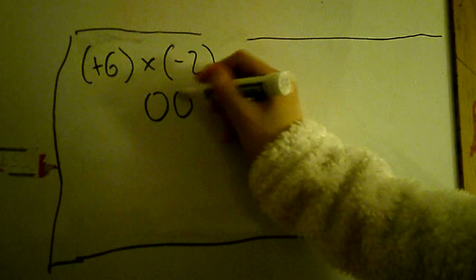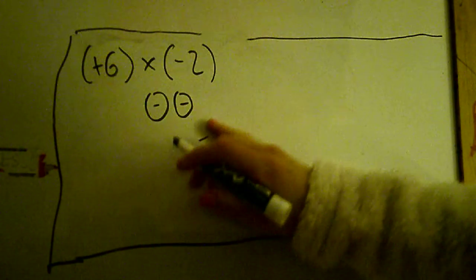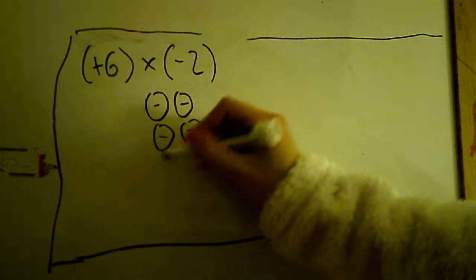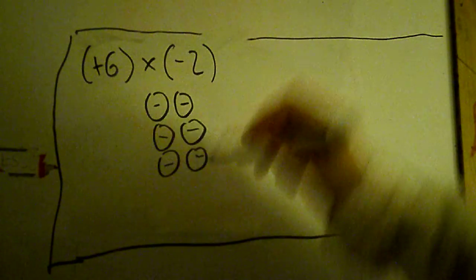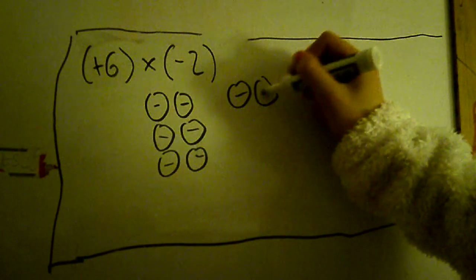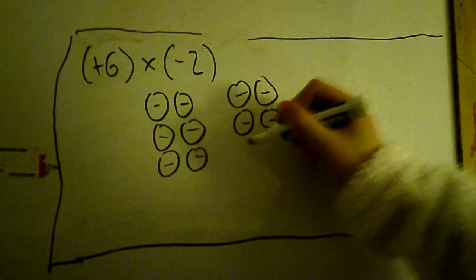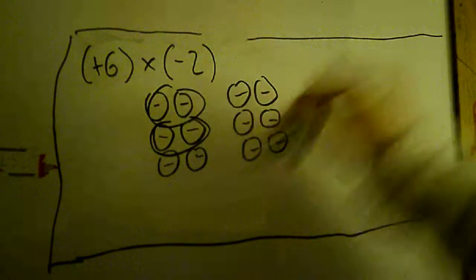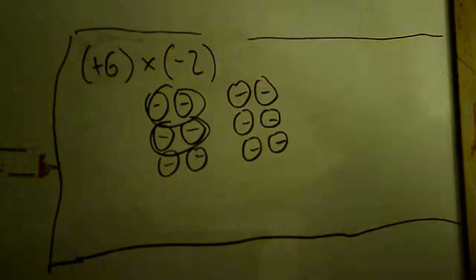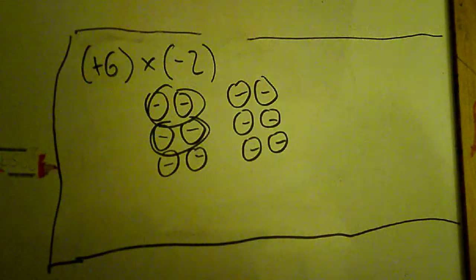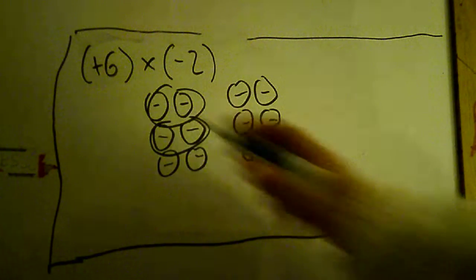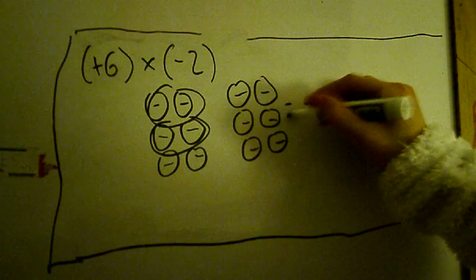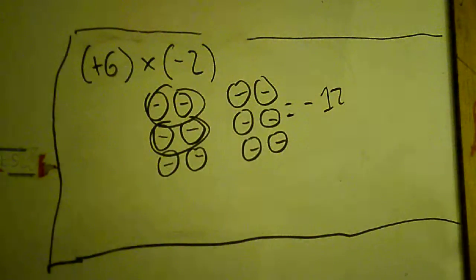So I draw out 1, that's one group. 2, 3, I don't have much space, I'm going to draw here. 4, 5, 6. So now I have 6 groups of negative 2. Now all I have to do is count out how many circles I have. And I have negative 12 circles. So that means the answer is negative 12.